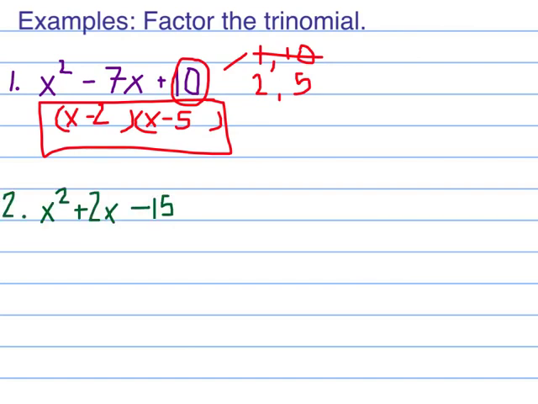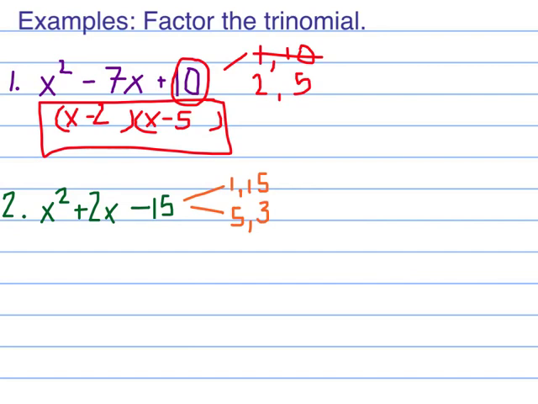Alright, here's our next one. So let's look at the factors of 15: 1 and 15. There's no way we're going to get to 2 with 1 and 15. So then the other factors would be 5 and 3. So that looks kind of promising. Let's take a look at that.